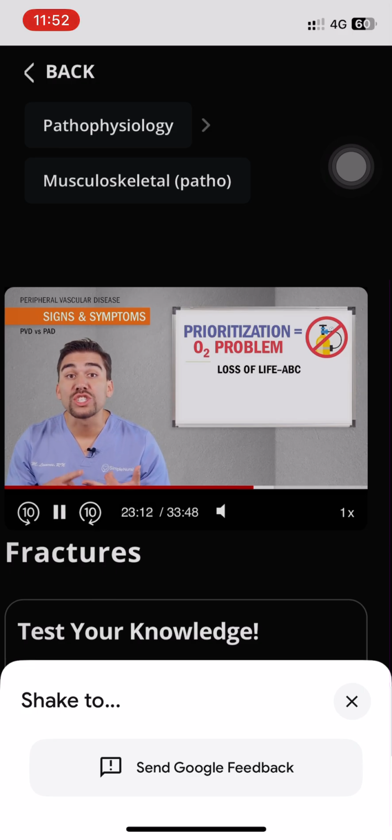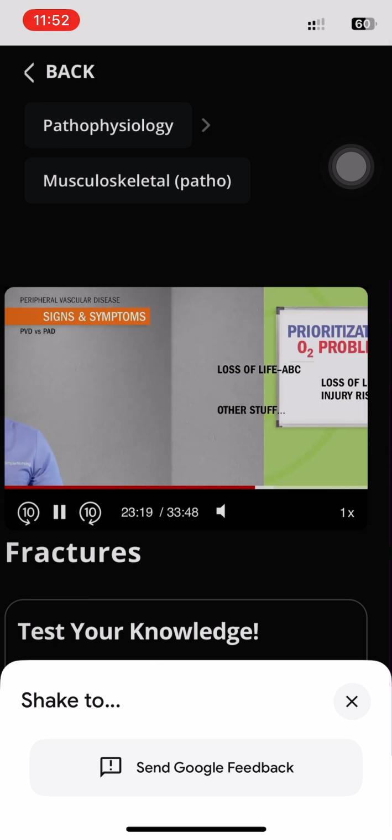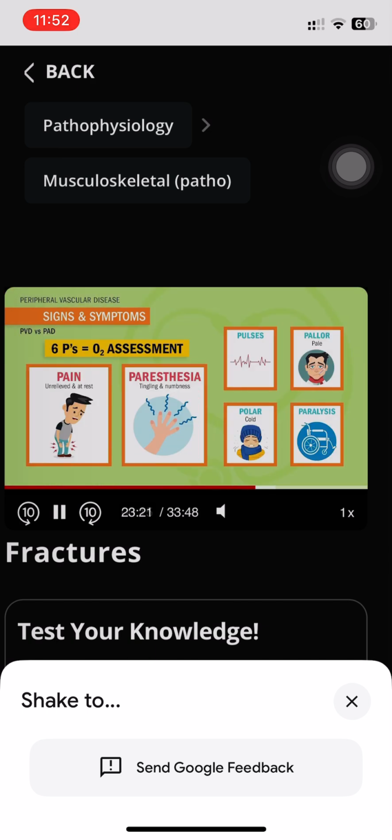Airway, breathing, circulation. They always should be assessed first. Then loss of limb, then it goes into risk factors and other stuff. Now the other 4 P's, we sort of expect to be there, so we don't really focus on them in terms of priority for tests. So we already know pulses are going to be diminished or weak, especially in PAD.